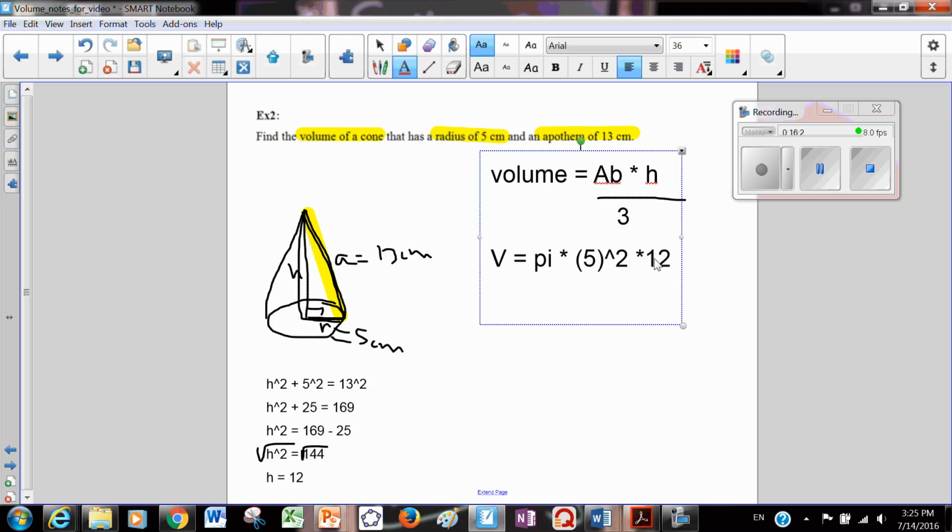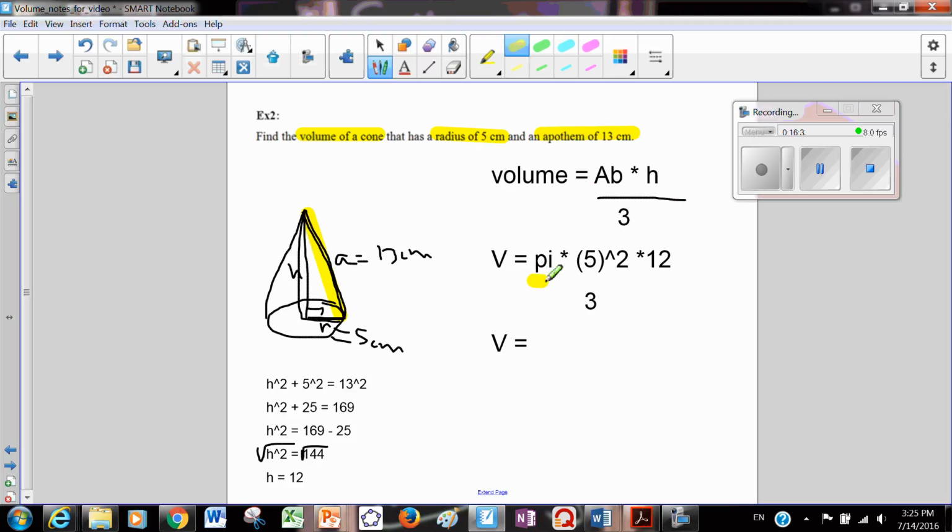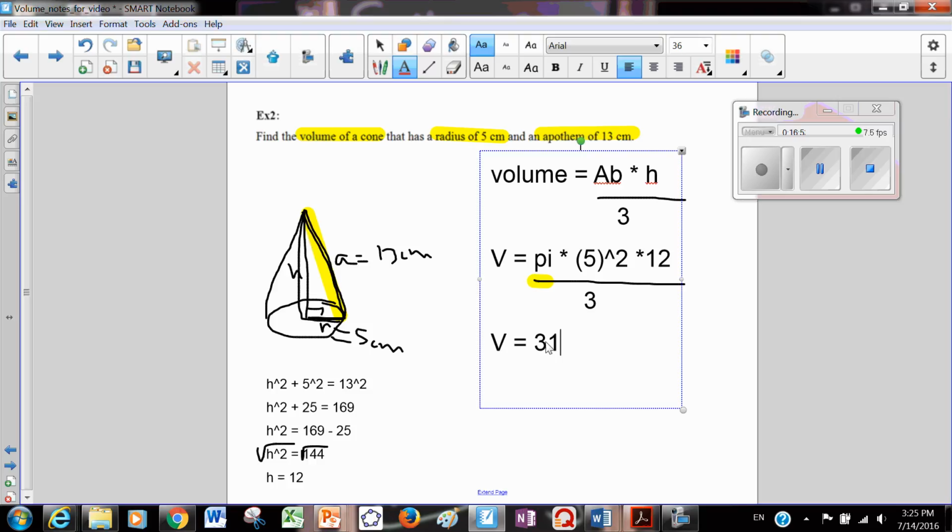So let's go back to our formula, pi r squared times the height, and all that divided by 3. So we're going to need to take our calculator at this point. Pi times 5 squared, which is 25, times 12 divided by 3. You should get 314.16 centimeter cube. Don't forget to write your units. Okay?